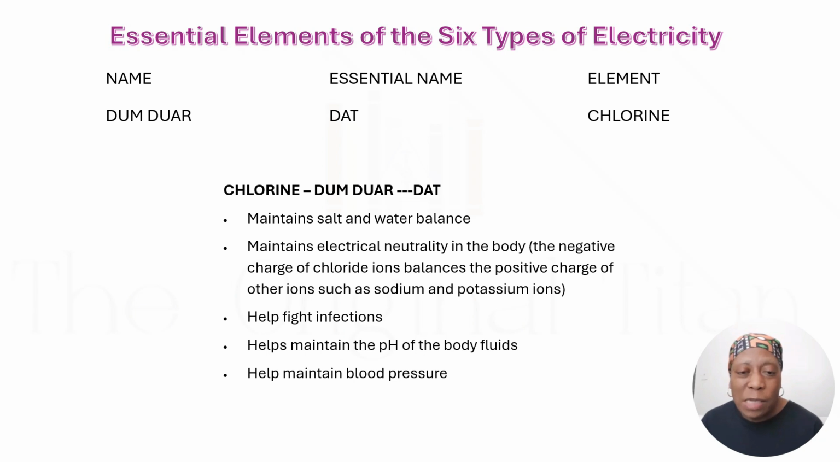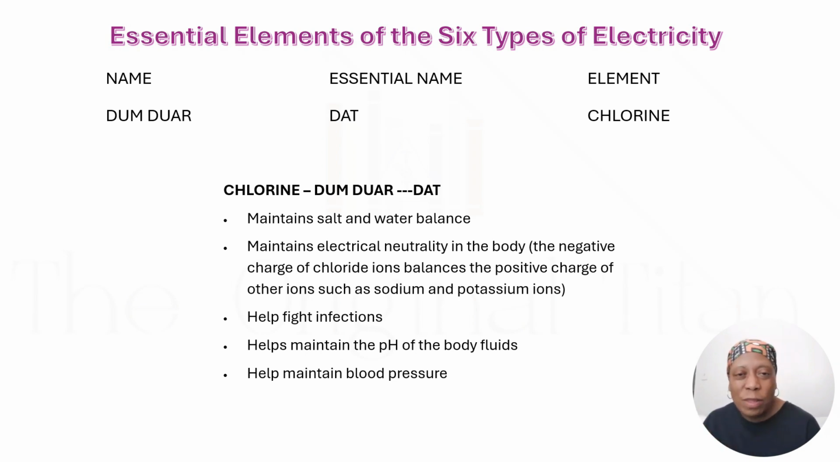Any radioplasma that shares Dumdwar. It's important that we have neutrality, enough ions, sodium, potassium, things like that. We want to fight infections. Of course, we want to be grounded, but how can we be grounded if we're sick? It's hard to get well when we're not grounded. We want to maintain our blood pressure, and that has a lot to do with the fluids in our body.